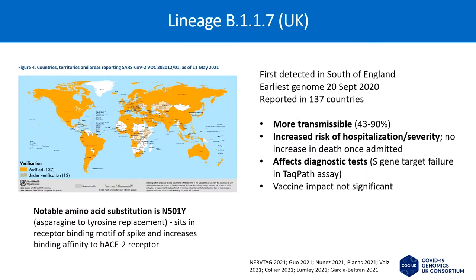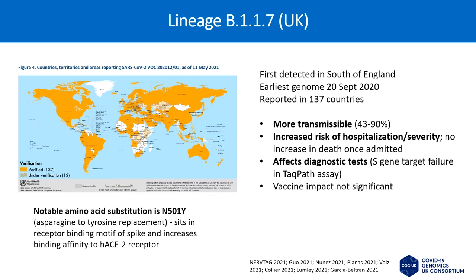Now, first of all, let's talk about lineage B117, sometimes referred to as the Kent variant. It was first detected in the south of England, and the earliest genome we know about was from the 20th of September 2020. It's now been reported in 137 countries, and it's highly prevalent in many of those countries.